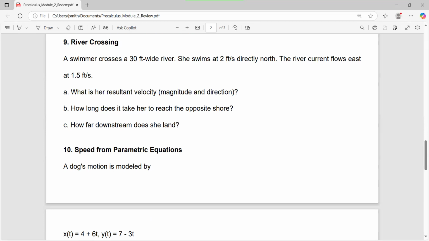So in this situation, if I wanted to know what is her resultant velocity, which is just magnitude and direction, all I got to do is the square root of the sum of the squares of both velocities. So in this case, that would be 2 squared plus 1.5 squared. This will give you magnitude, whatever that is.